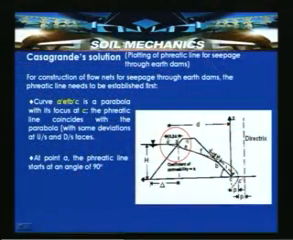At point A, the phreatic line starts at an angle of 90 degrees, because this being the equipotential line, and this being the topmost flow line, this orthogonality has to be maintained. So at point A, the phreatic line starts at an angle of 90 degrees. The circle portion indicates the entrance condition which has been considered, which is shown here.